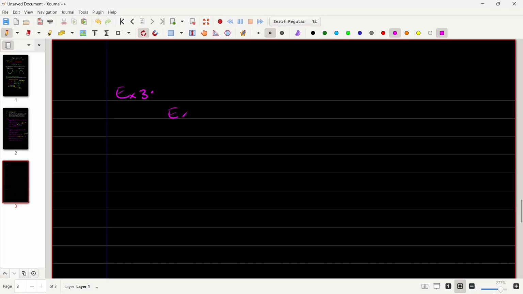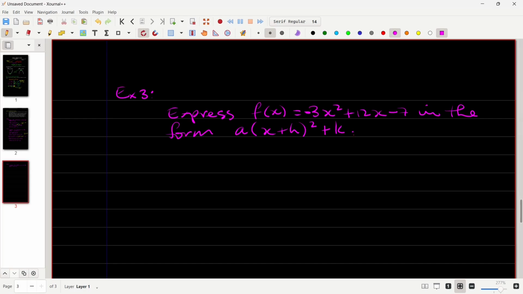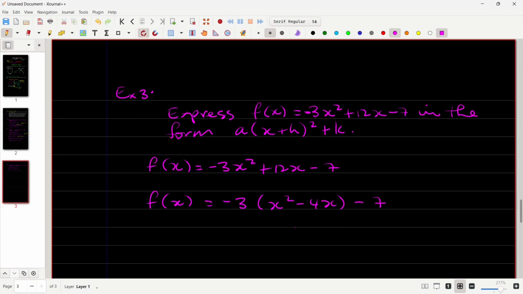All right, so we're required to express f of x equal to negative 3x squared plus 12x minus 7 in the form of a into (x plus h) squared plus k. All right, so first off, we write down the function. Then we simply factor out the negative 3. Then what we do is we add the perfect square form, so we're looking at negative 4.